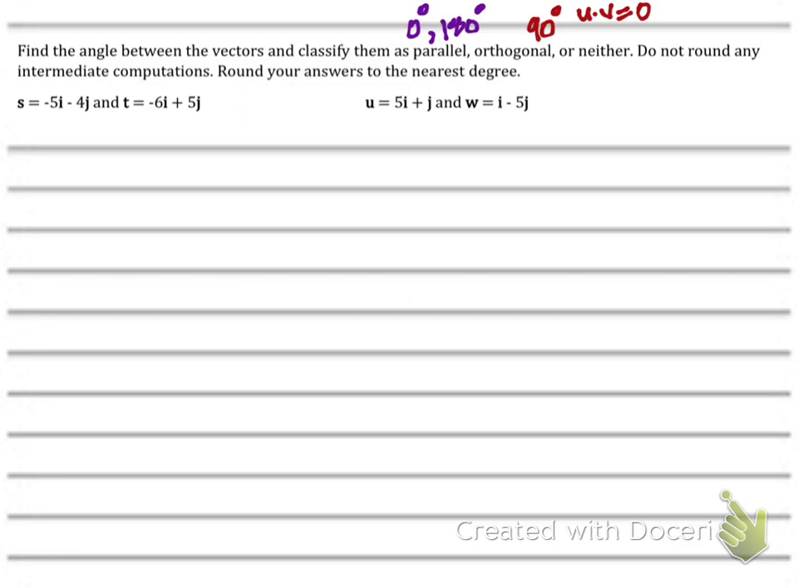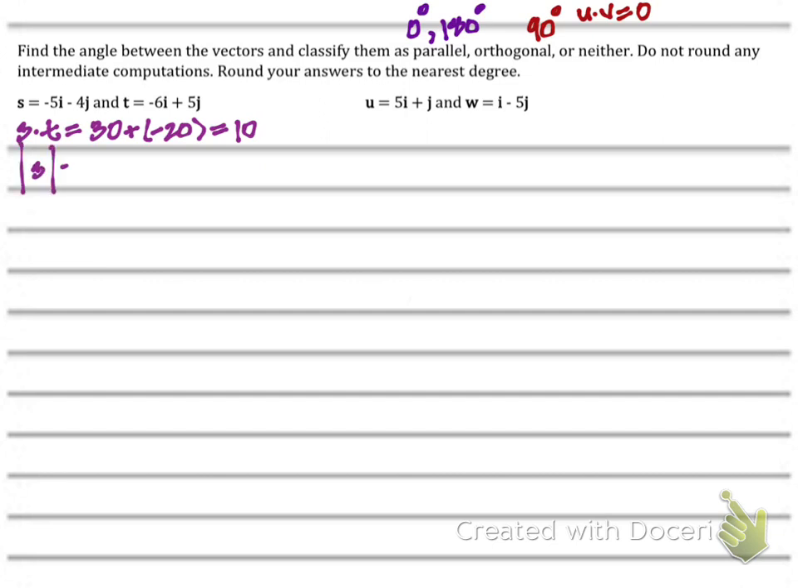So let's find the dot product here, S dot T. Product of the horizontal components, -5 times -6 is +30, plus the product of the vertical components is -20. So S dot T is 10. So I know they're not orthogonal, right? I can already cross that off the list because the dot product isn't 0.